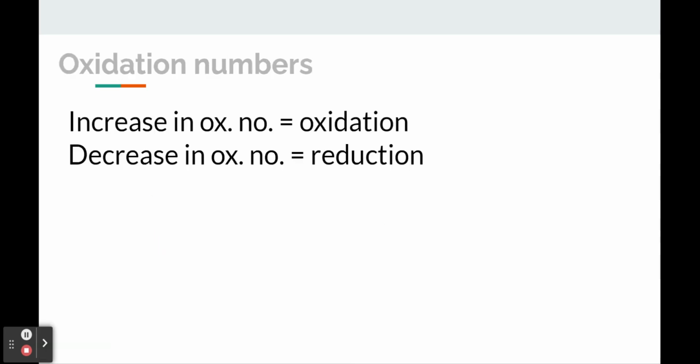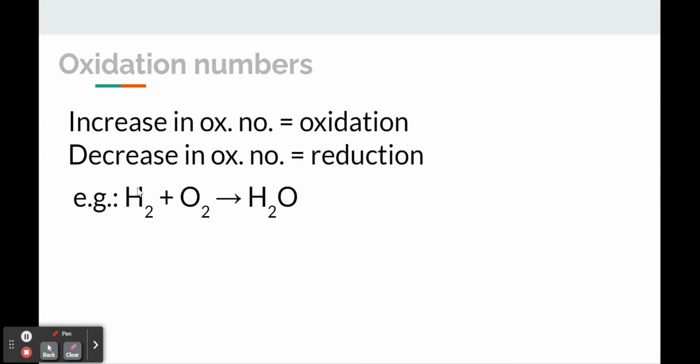So how we can use oxidation numbers to track what's going on in a reduction and oxidation reaction, or redox reaction, is the species that experiences an increase in oxidation number is oxidized. The species that experiences a decrease in oxidation number got reduced. So if you track across an arrow what's going on with oxidation number, you can figure out what's being oxidized and what's being reduced, even if no ions are ever formed.